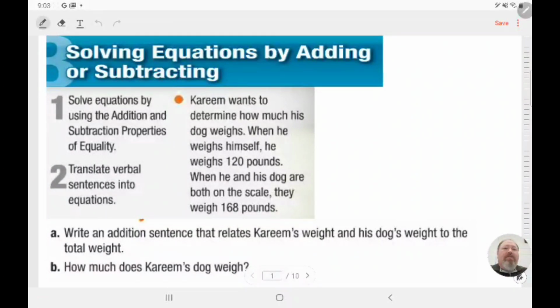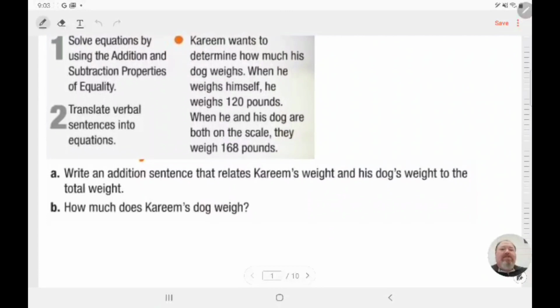So this first part says Kareem wants to determine how much his dog weighs. When he weighs himself, he weighs 120 pounds. When he and his dog are both on the scale, they weigh 168 pounds. So A says to write an addition sentence that relates Kareem's weight and his dog's weight to the total weight.